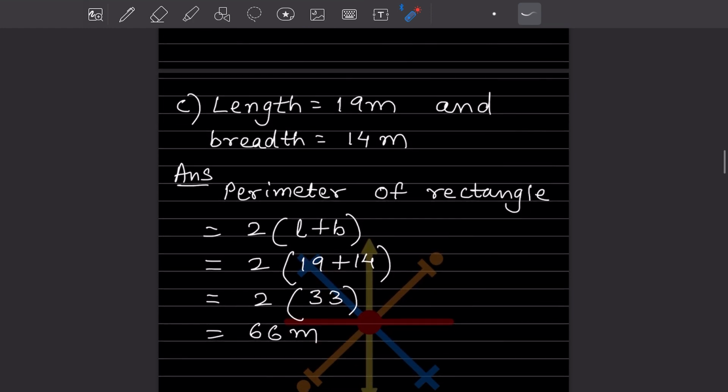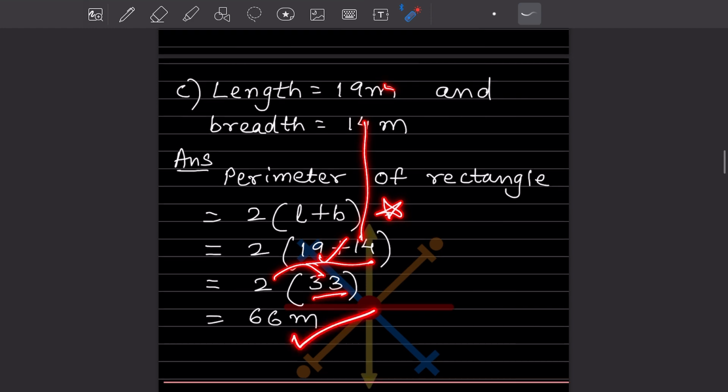Now here again, look. These both are in meters, so we don't have to convert. Just put the formula and you get the answer. So the formula, this is important: twice into length plus breadth. Put this one, add this and multiply this. So this is 66 meter.